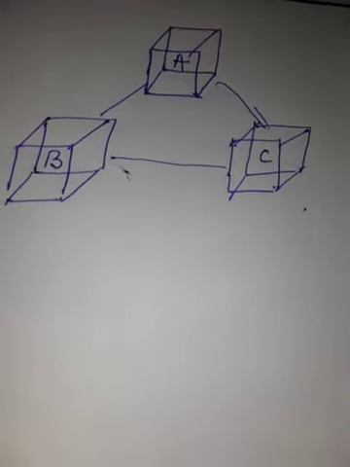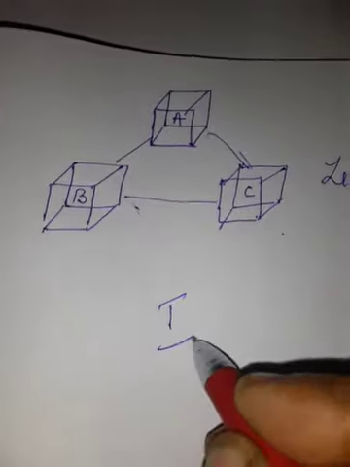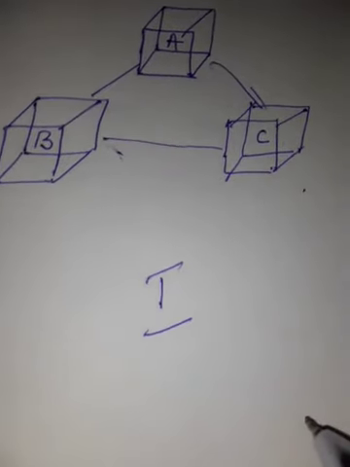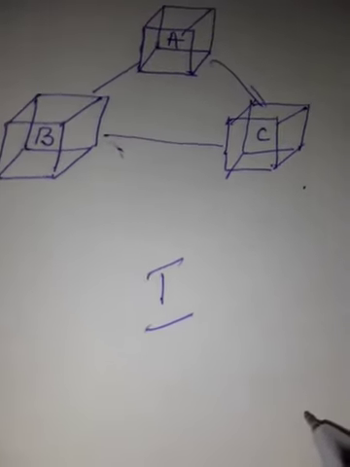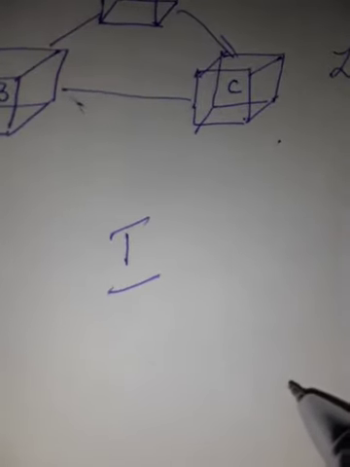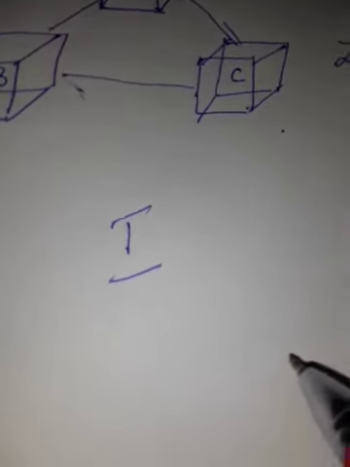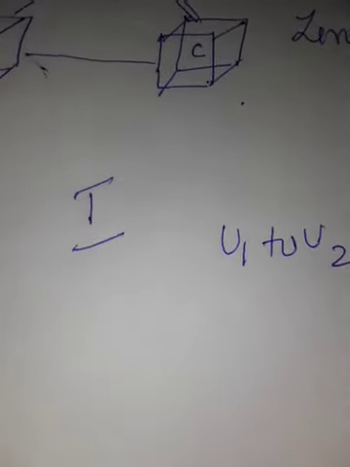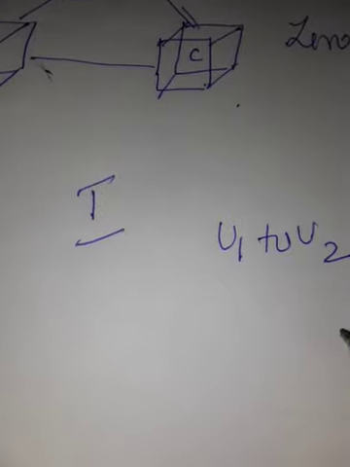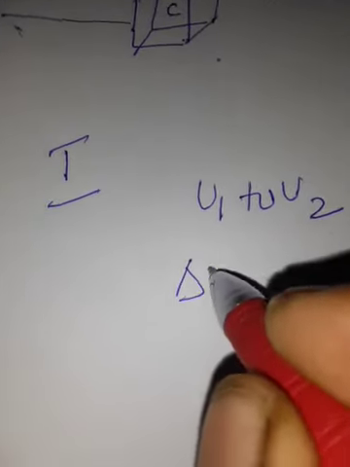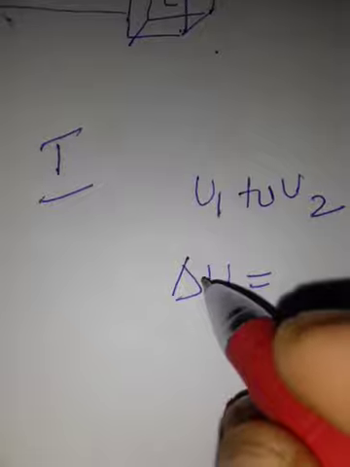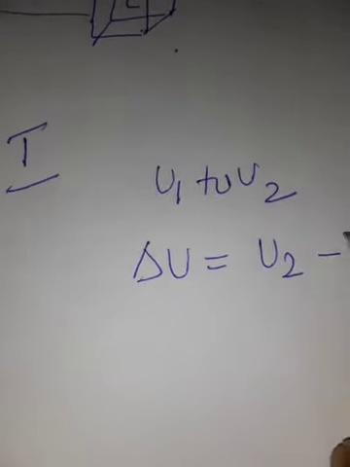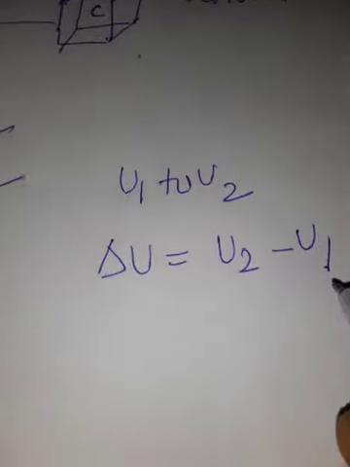Now consider the first law of thermodynamics. The first law is also known as the law of conservation of energy. When a system moves from state 1 to state 2, the internal energy changes from U1 to U2. Therefore, the change in internal energy, del U, where del means change and U means internal energy, is equal to U2 minus U1, final minus initial.